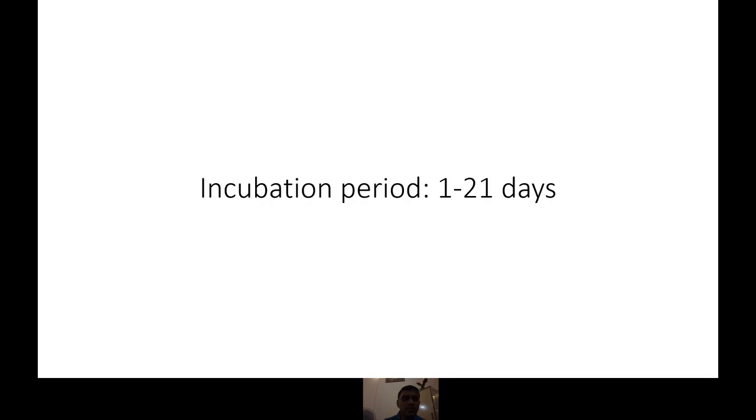So let's briefly look at the clinical features. The incubation period is generally considered as 1 to 21 days, but there are reported cases where the incubation period can be as long as 30 years. So the longest incubation period had been 30 years. That is somebody who had gone to Thailand 30 years ago and then developed the illness after that.